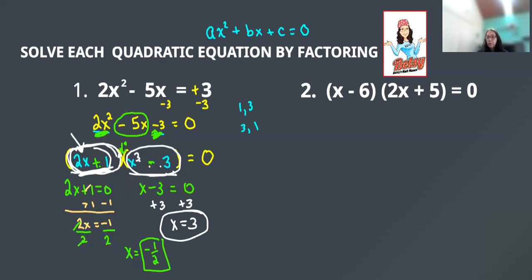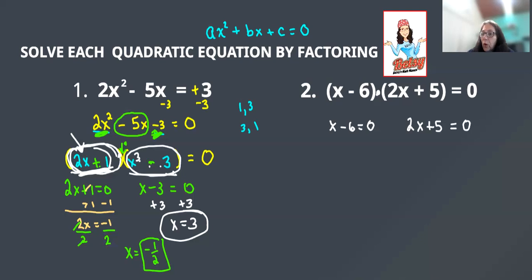How are we doing? Oh, the next one doesn't look too bad. As you look at the next one, it's a little different. You know why? Because they already factored it for us, so the hard part is gone. We know that there's nothing between these parentheses, so that means times. And 0 times anything is 0. So I want to know what makes this 0, and I want to know what makes this 0.